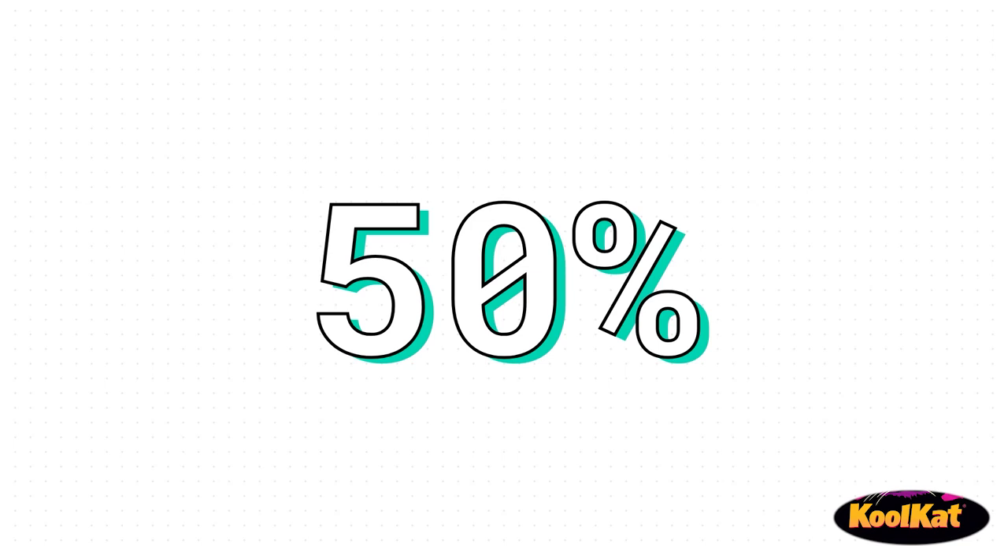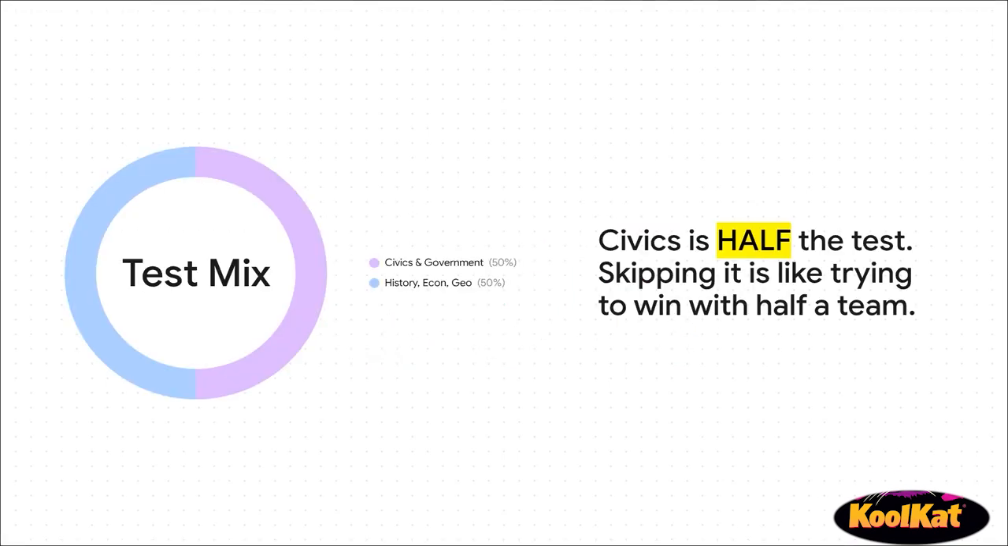And what does it represent? Well, it represents exactly half of the test. You heard me right. 50% of the questions are on civics and government. The other 50% is, well, everything else. History, economics, geography, all bundled together. Let me just say it plain. Civics is half the test. Skip it, and you're in serious trouble. It's like showing up to a championship game and leaving half your team in the locker room. You just can't win that way.